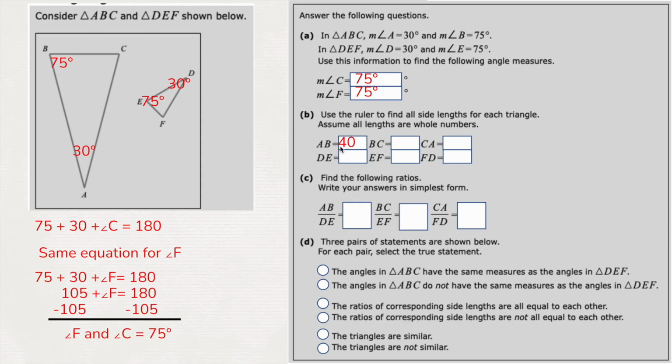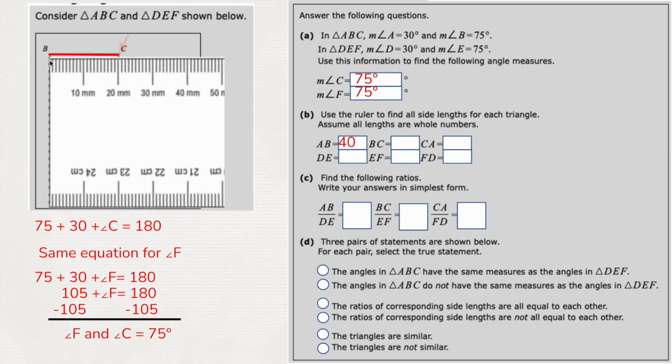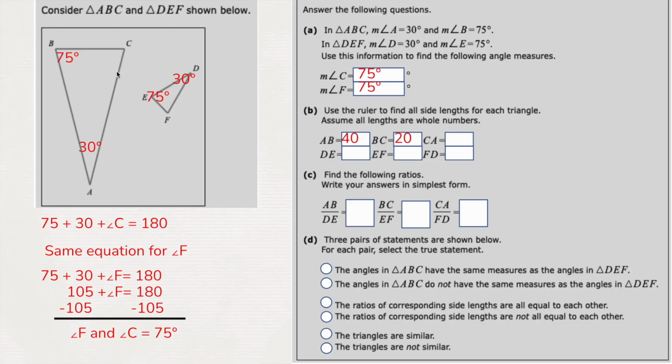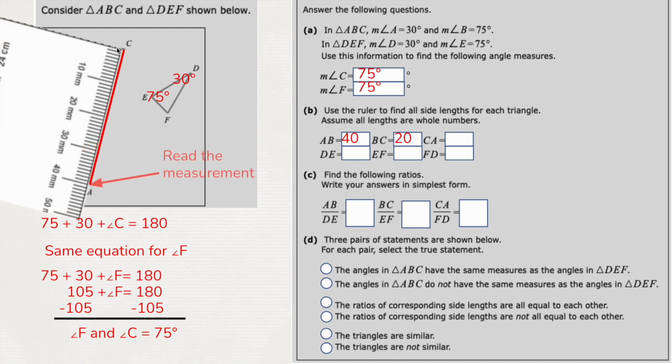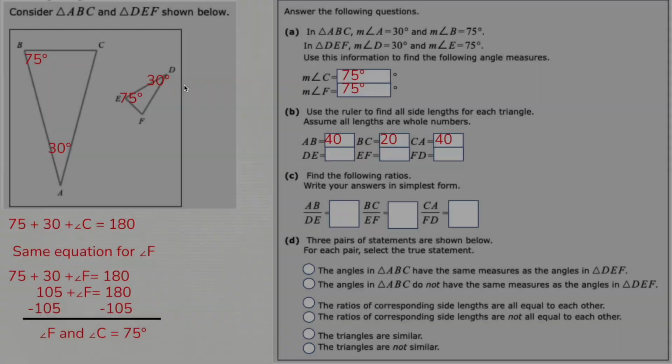And then the next one here that I'm going to do is BC, so I'm kind of going across the top here. So BC, again, I'm going to line it up here, and then I'm going to read it from this mark. So that's 20. And then I'm going to do CA. So again, I'm going to line it up on one of the corners and then read it down at the bottom. So that one also is 40. All right, now I'm going to flip over and I'm going to do the little triangle here.